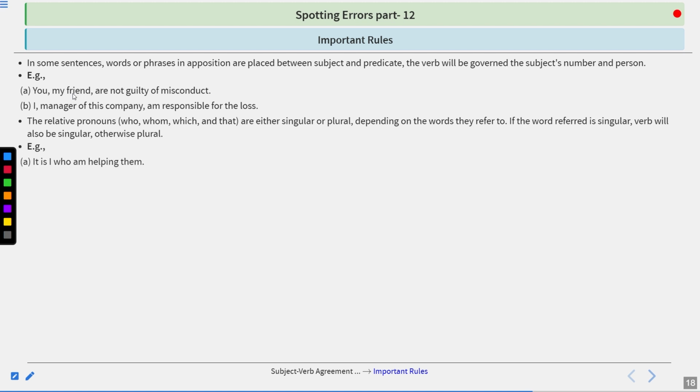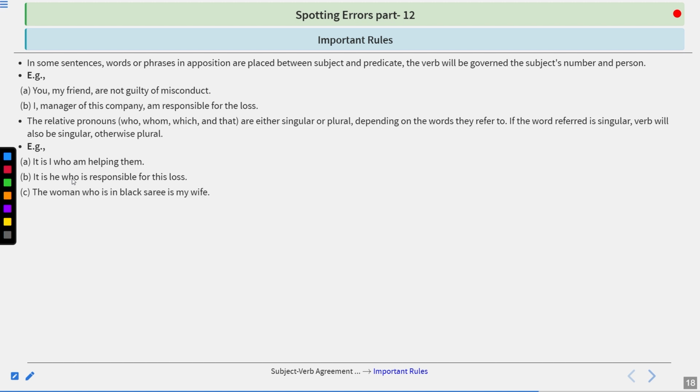So here we have used a relative pronoun who, and who is referring to I. I is the antecedent of the word who. So the verb will be used according to I, not according to who. Again, who is referring to he. So the verb will be used according to he, not according to the relative pronoun who. That's why we have used is here. And with I, we have used am.